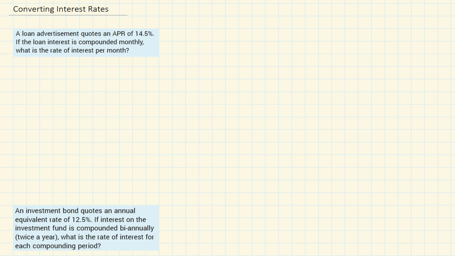Okay, so in this video we're going to look at converting interest rates for financial maths questions. We're told here a loan advertisement quotes an APR of 14.5%. If the loan interest is compounded monthly, what is the rate of interest per month? So this will be a common theme in these questions.